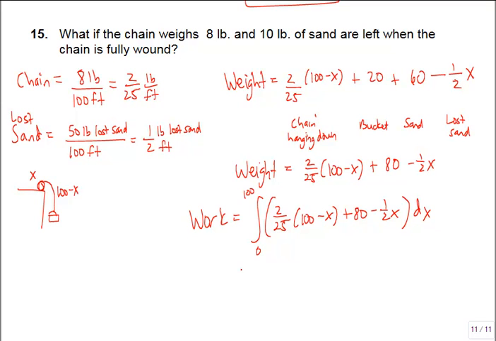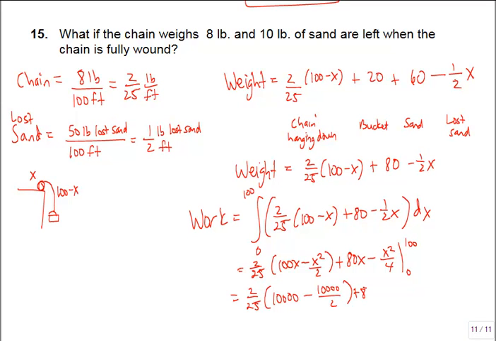So to actually integrate this, we're going to get 2/25 times (100x minus x squared over 2) plus 80x minus x squared over 4, because we get a 2 in the bottom times that other 2 we already had there, from 0 to 100. And if we plug in our bounds, we're going to get all of this stuff, and you can use your calculator to realize that all of this comes out to 5,900 foot-pounds of work.